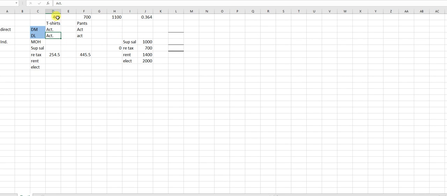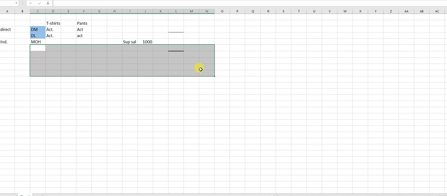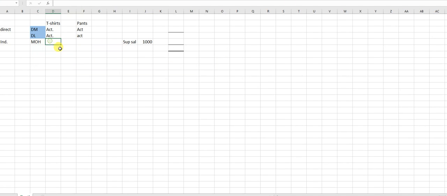Okay, so the next thing that I want to talk about in this chapter is, do I allocate it between these two things based on actual overhead or based on estimated overhead? Okay, so we have two types of costing. I'm going to ditch these for a second. This is actual costing, and this is normal costing. Those are just terms that you need to know.